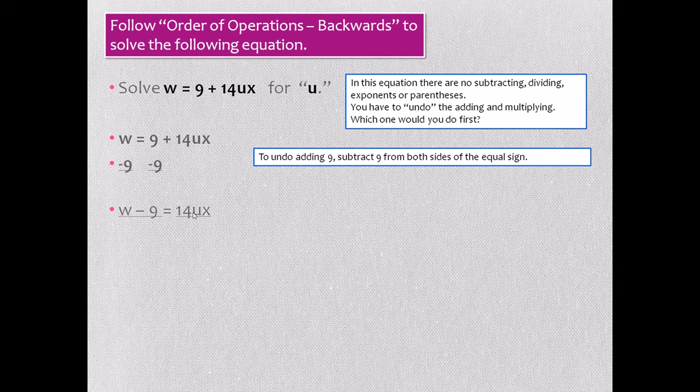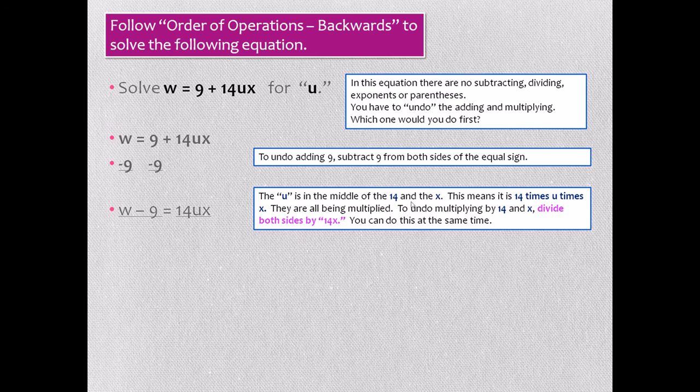Look at this, it's 14ux. What does it mean to have 14 next to a u next to another letter? It means to multiply. The u is in the middle of the 14 and the x. This means 14 times u times x. They're all being multiplied. To undo multiplying by 14 and x, you can divide both sides by 14x, and you can do it at the same time. So I'm just going to divide this whole side by 14 and the x, and I have to divide the whole side of that equal sign, the whole side, by 14x. The whole side. So I'm going to put some parentheses around there.